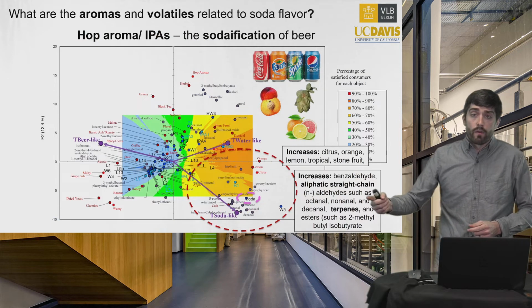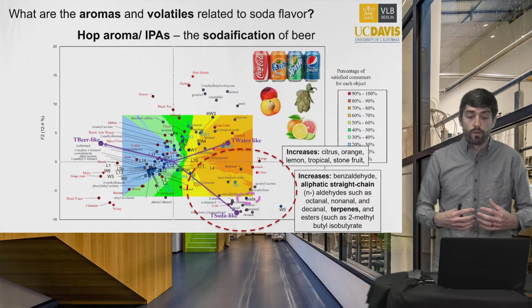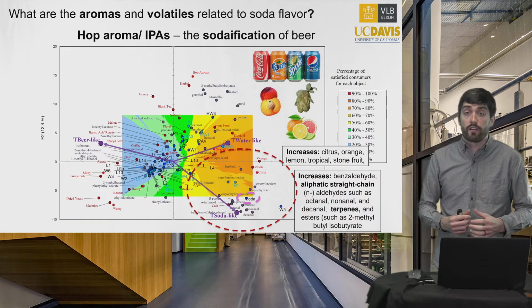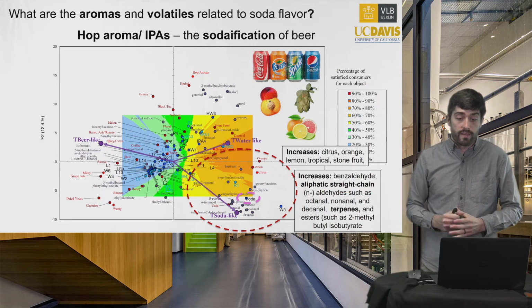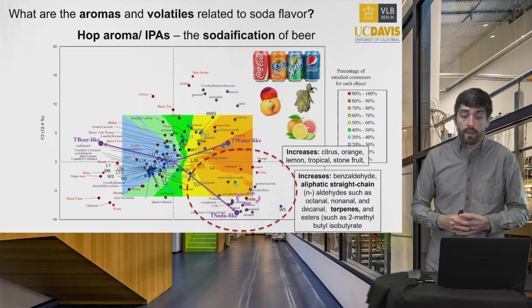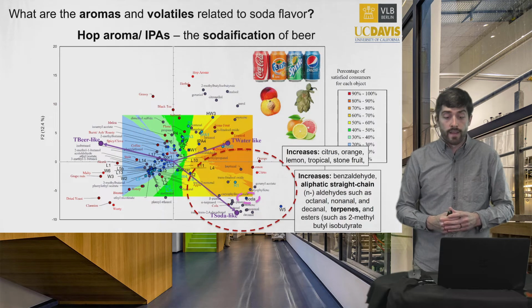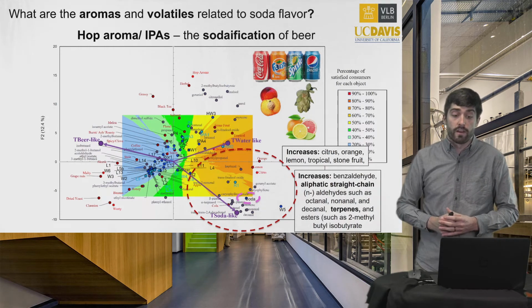Now, NABs that were perceived as more soda-like had more citrusy stone fruit aromas, and this was driven by increases in terpenes, esters, and aliphatic straight chain aldehydes. And what we can see is that the soda control sits in this space. Therefore, NABs such as Hopwater 1 or IPA 1, which had more fruity hop aromas, were perceived as more soda-like, and again, were the most preferred by consumers. They're sitting in that orange region.